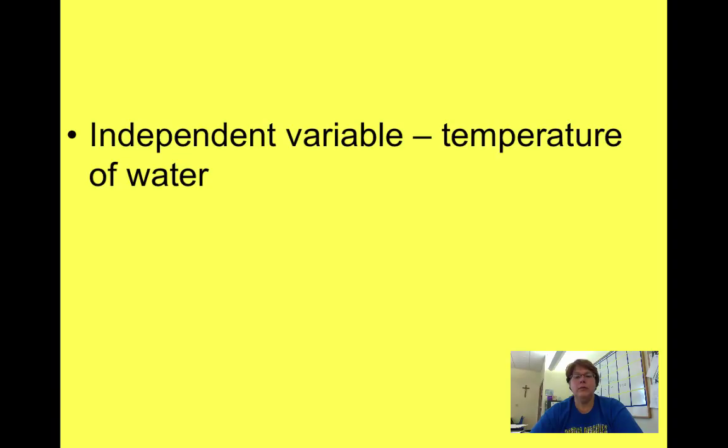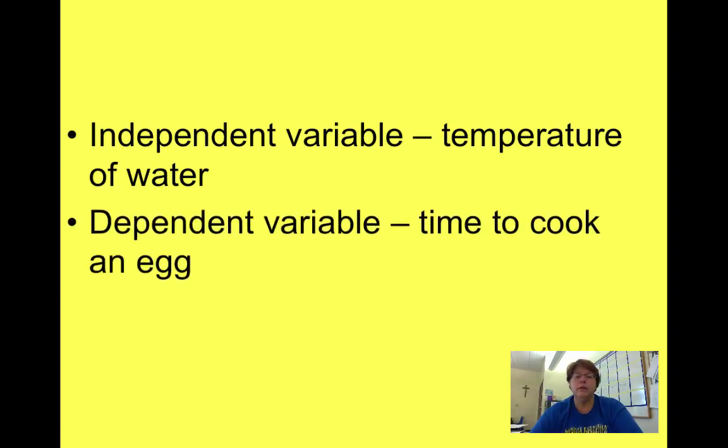Okay, the independent variable, what they're measuring is the temperature. Yes, it's a number and you can measure the temperature. However, they're testing different temperatures. So that is the independent variable. That is what they are testing. And then what are they measuring? The time to cook the egg. So that would be the dependent variable or the responding variable.